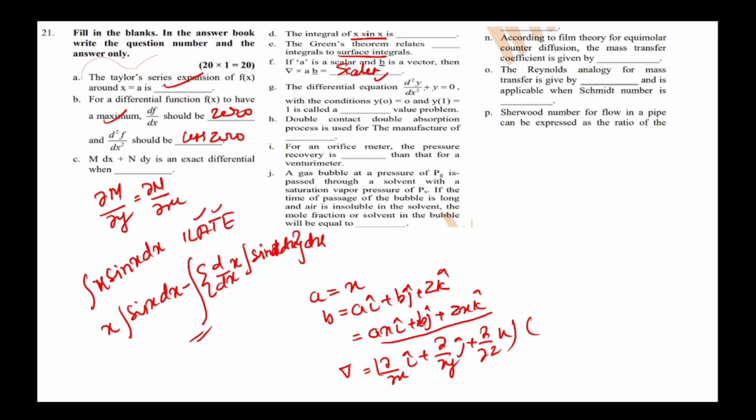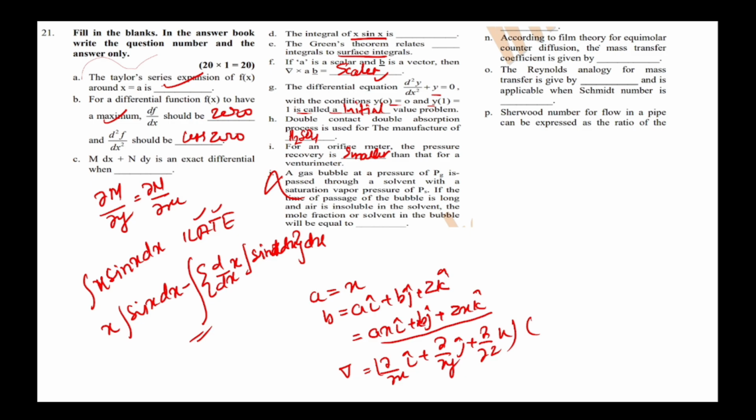The differential equation with condition y equal to 0 is called the initial value problem. Okay. Double contact, double absorption, DCDA, H2SO4, one of the most famous processes of chemical technology. For an orifice meter, the pressure recovery is then for a smaller than 1 centimeter. This is an outdated question, no need to.